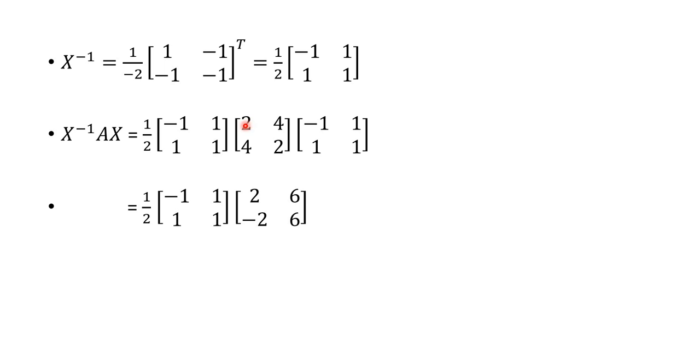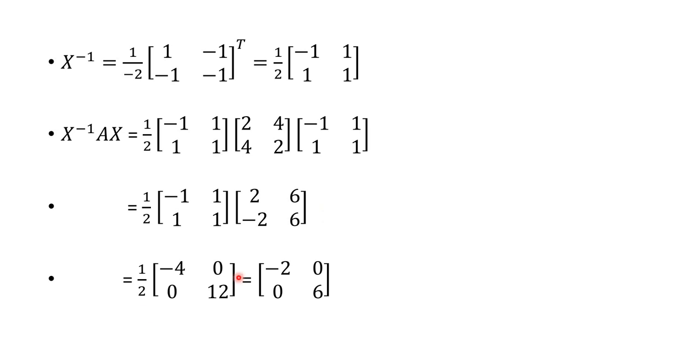We have the product: 2 into -1 is -2, plus 4 into 1 is 4, so it is 2. 2 into 1 is 2, plus 4 into 1 is 4, 2 plus 4 is 6. 4 into -1 is -4 plus 2, that is -2. 4 into 1 is 4 plus 2 into 1 is 2, 4 plus 2 is 6.